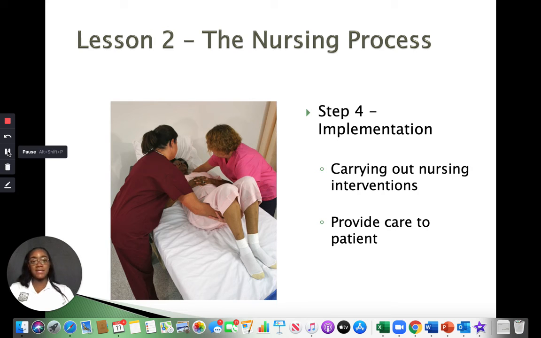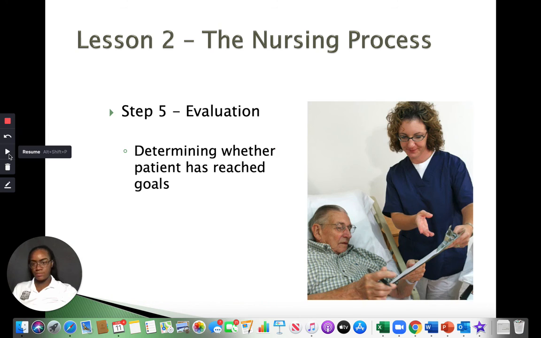Step 4 is implementation. Step 4 of the nursing process is implementation. It is carrying out the nursing interventions listed in the patient care plan. This is when the nursing team provides care to the patient. So when we're actually putting those things into play and taking care of our patient.